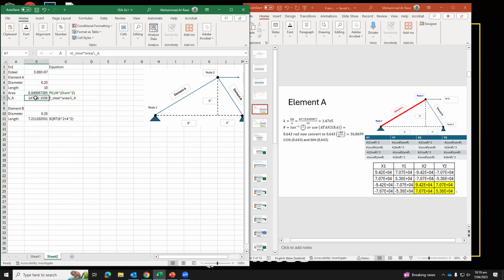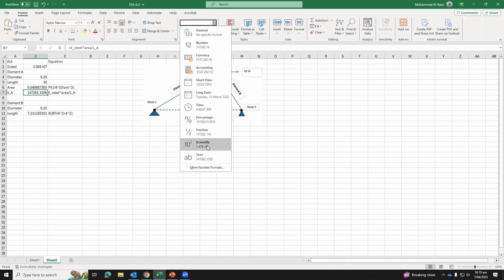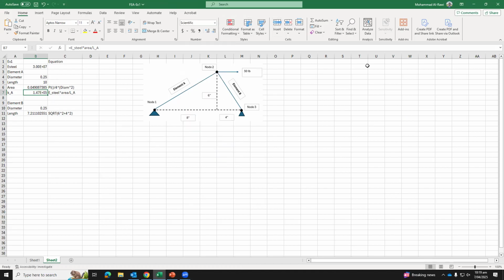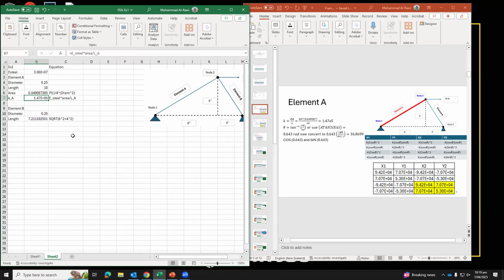Now, I don't want that to be like a number like that. I will make it scientific. So I will change that here, and you can see the scientific format, and that will come 1.47E, which is a scientific number. That's if you want to change them from scientific to numbers or general or currency like we do in project management, you can always go through that. All right. This is for the first node.